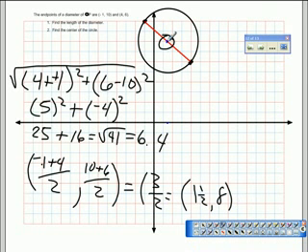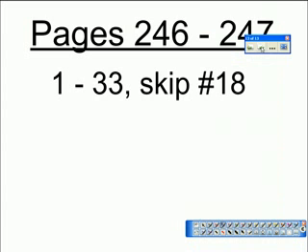Questions? Two formulas, that's what you're going to use, one of those two formulas. Midpoint, I'm sure you'll be fine. Just be careful when you substitute for the distance formula.